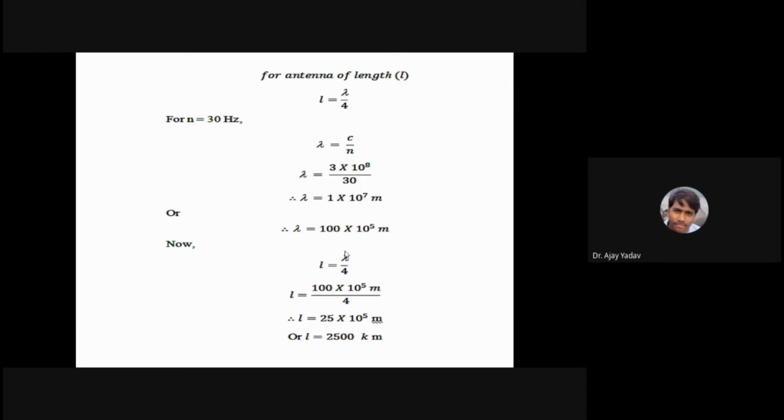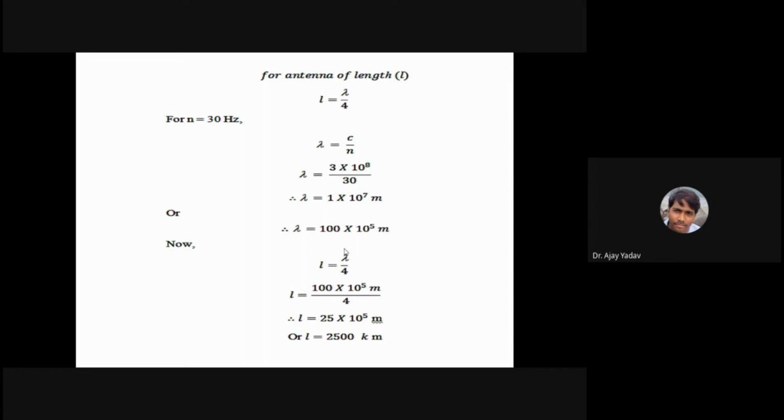Yes, sir. Okay. So with this example, if the frequency with which you are sending the signal is 30 hertz, then the length of the antenna required is 2500 kilometer. Can you imagine how long 2500 kilometer is? The length of India from east to west is somewhere around 2800 kilometer.